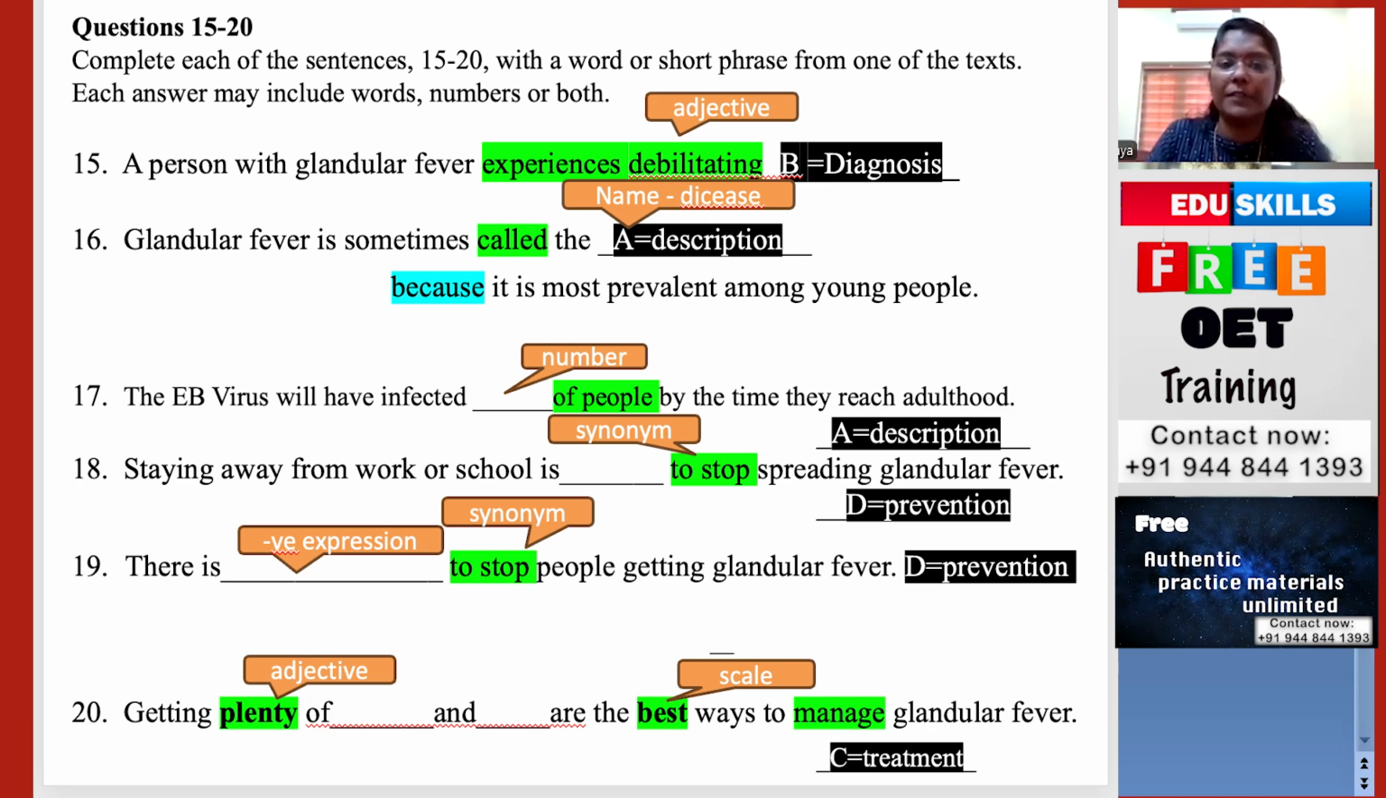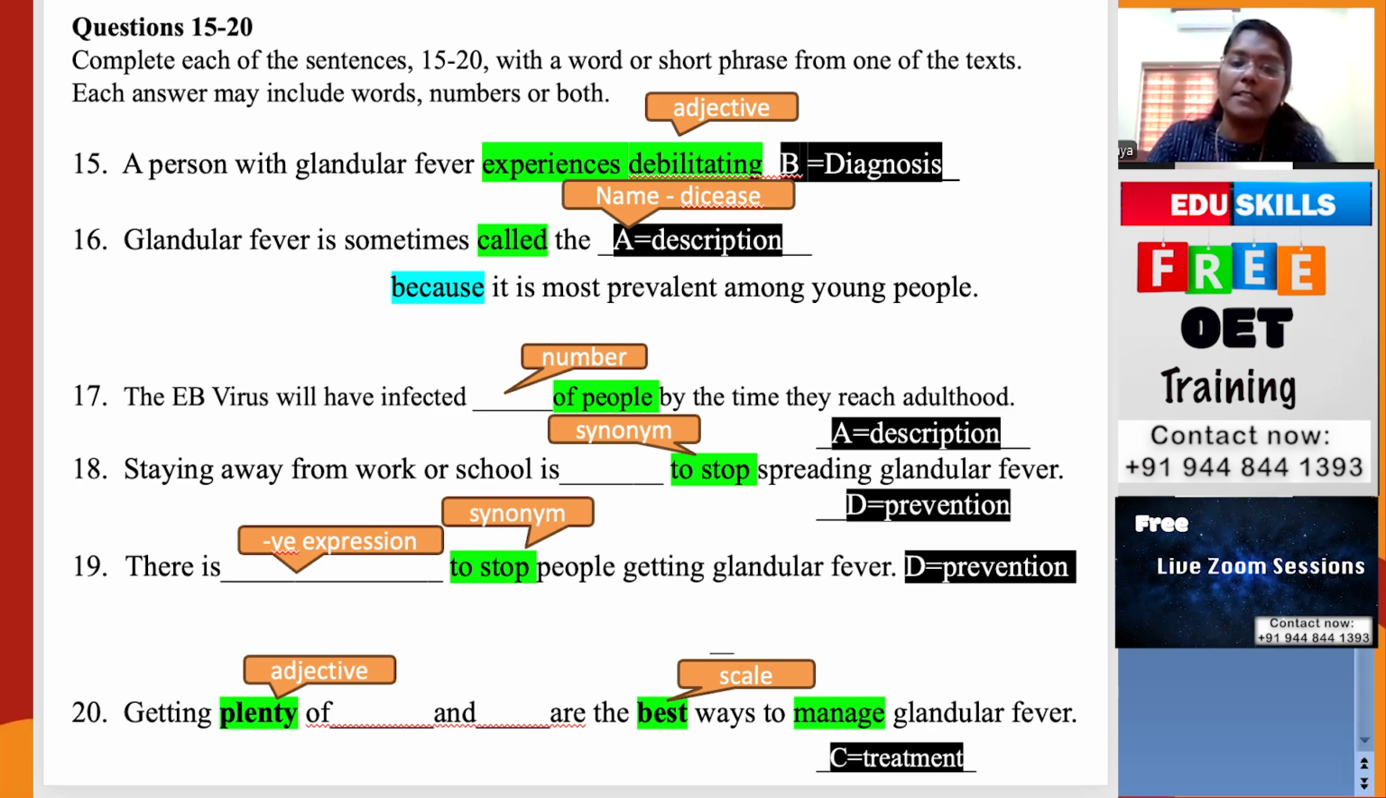The 15th one: a person with glandular fever experiences debilitating dash. That is filling the blanks. Debilitating dash. B. Debilitating symptom, tiredness and fatigue we already saw in text B. Then glandular fever is sometimes called the dash, sometimes called another name. Where is it? A. A, sister. The EBV virus will have infected a large number of people by the time they reach adulthood. The number we have to mention. Where will it be? A, sister. Okay.